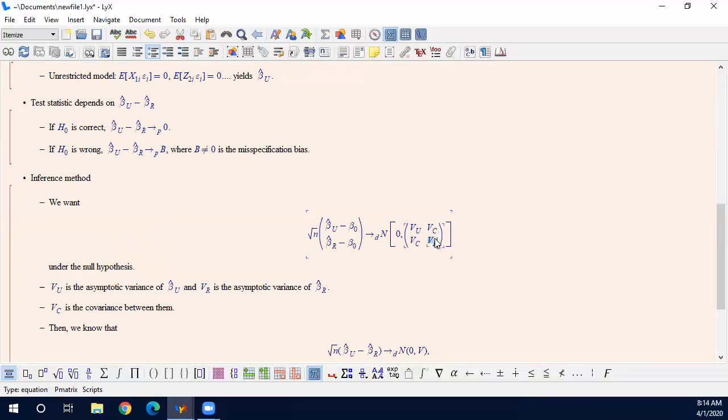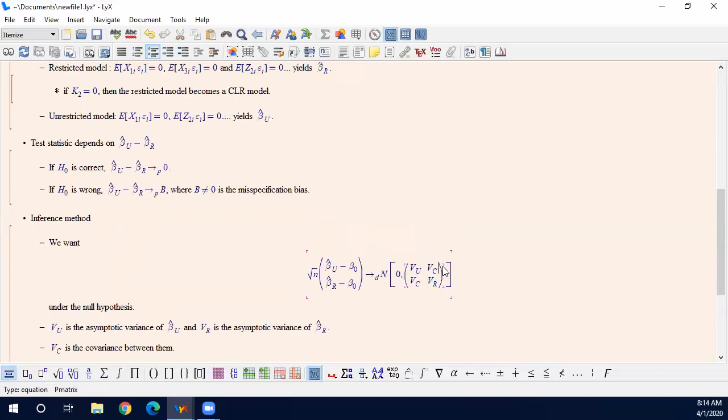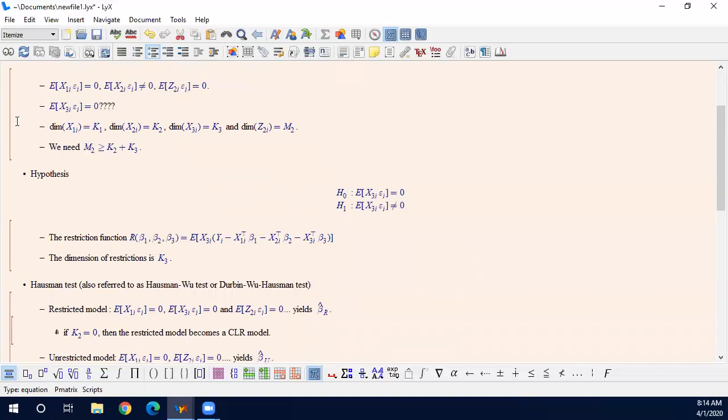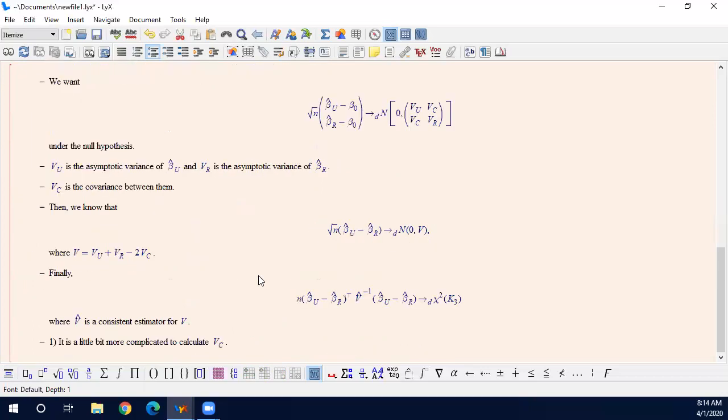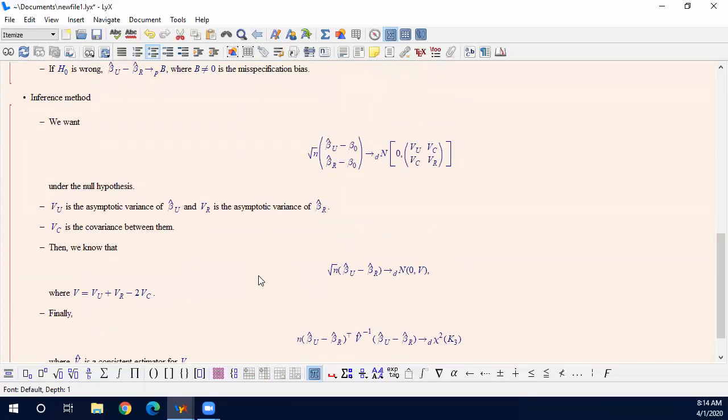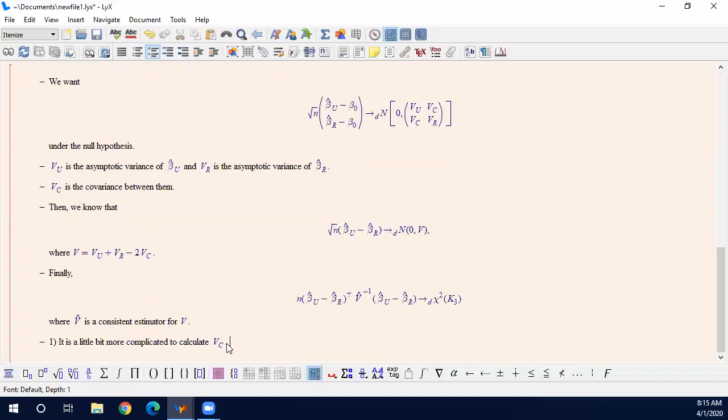We never considered covariance in the standard model. It is possible if you consider a larger method of moments approach or a larger influence function. To calculate the covariance, you have to calculate the influence functions of beta R and beta U and then calculate their covariance. It is doable, it is not that difficult, but as you did in the midterm exam, that's quite annoying. So we would like to avoid it and use the Hausman equality.